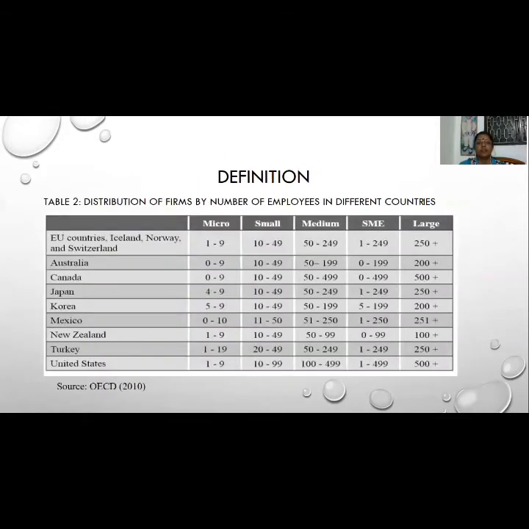Next, we can see that different nations have different employee levels for their SME definitions. We can observe here Canada and the United States: 499 employees at the maximum level. But in the case of other countries, mostly they use 249 and 199. When we observe New Zealand, it's 99 employees they have accommodated for the SMEs.